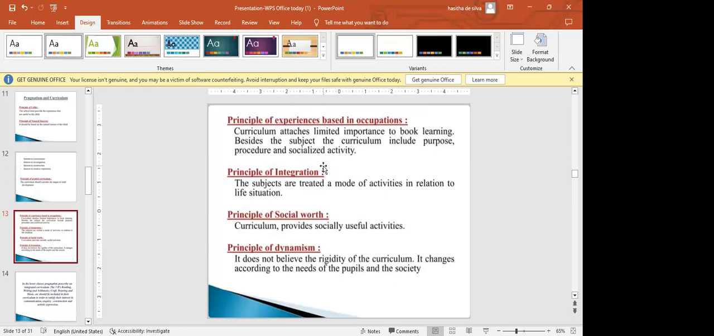Principle of integration. The subjects are treated as modes of activities in relation to life situations. Principle of social worth. The curriculum provides socially useful activities. Principle of dynamism. It does not believe in the rigidity of the curriculum. It changes according to the needs of pupils and society.